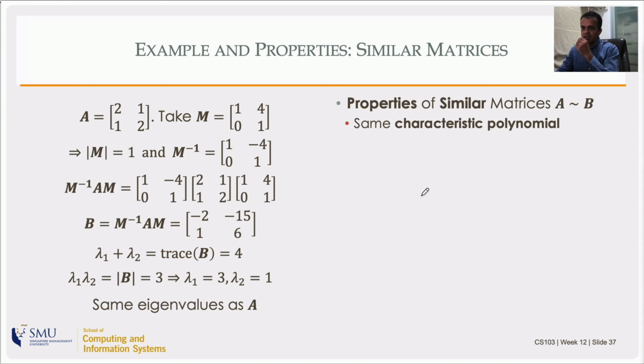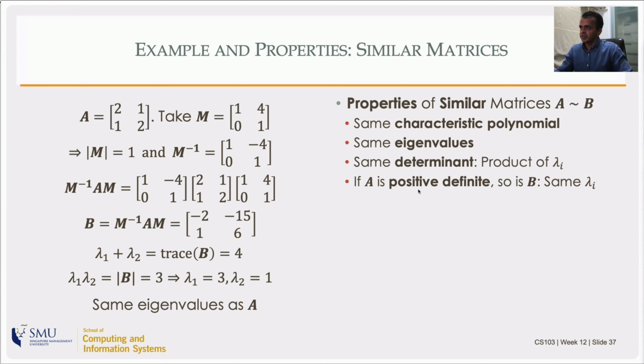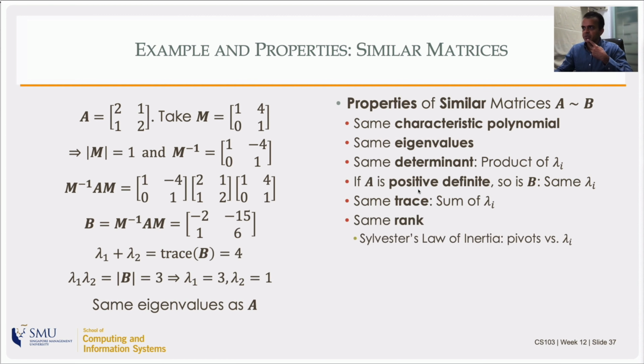Some properties: they have the same characteristic polynomial. You can write down the characteristic polynomial as lambda minus each eigenvalue, multiplied. So it's the same, but you can prove it in a different, fancier way. In the textbook you will see the proof. They have the same determinant because it's the product of eigenvalues. And if A is positive definite, so is B, because of the same eigenvalues. The trace is the same because it is the sum of eigenvalues.